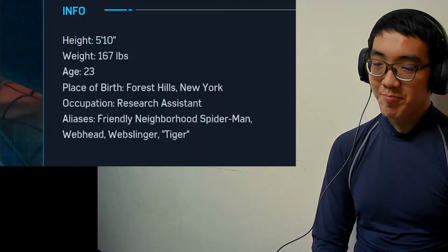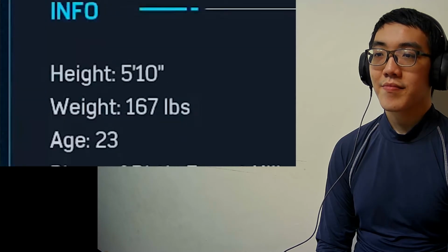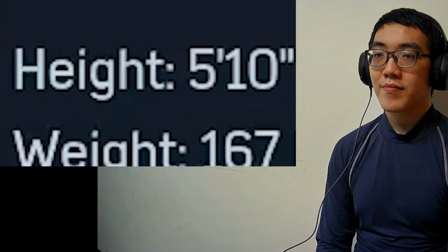It's actually reflected in the character biography entry for Spider-Man in-game: 5 foot, 10 inches, or exactly 70 inches.